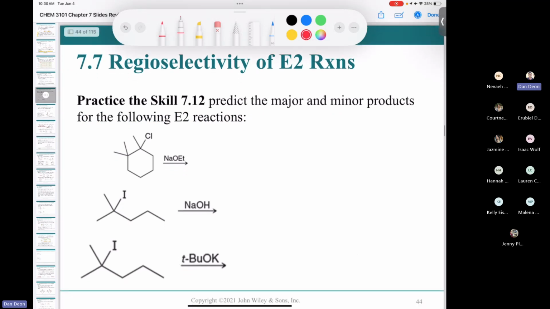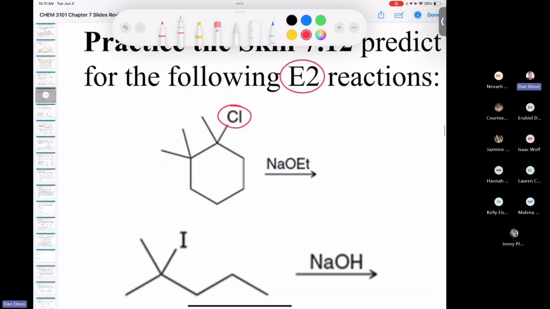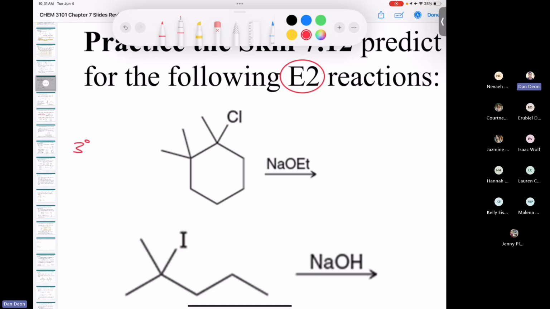All right. So with that in mind, let's see if we can solve a couple of problems here. Remember, we have to evaluate a few things when we're solving these problems. It says, predict the major and minor products for the following E2 reactions. So they're telling us that these are E2 reactions. So what kind of alkyl halide is this one here? Could anybody answer this? Is this alkyl halide primary, secondary, or tertiary? And it's not a trick question. Exactly, it's a tertiary alkyl halide. Thank you.